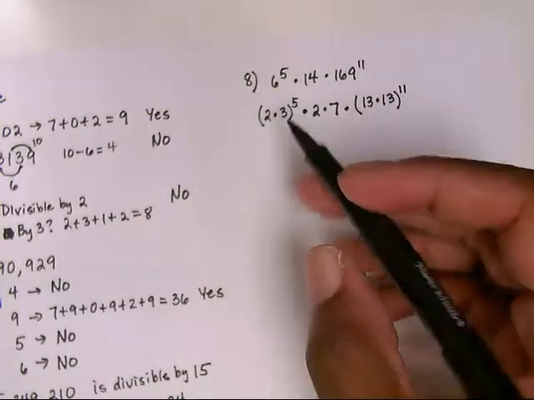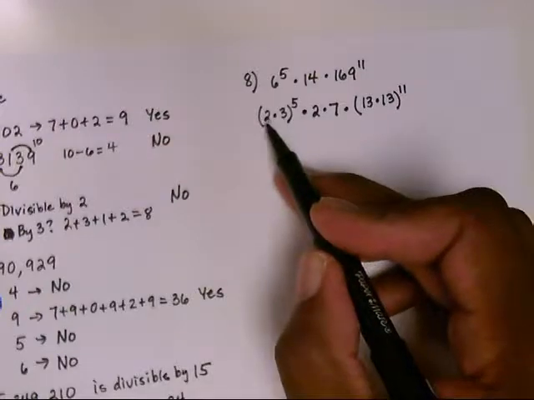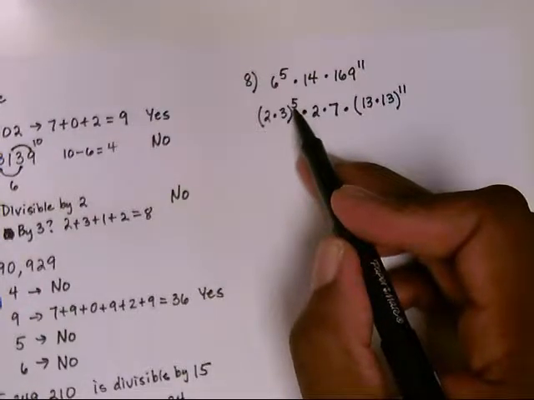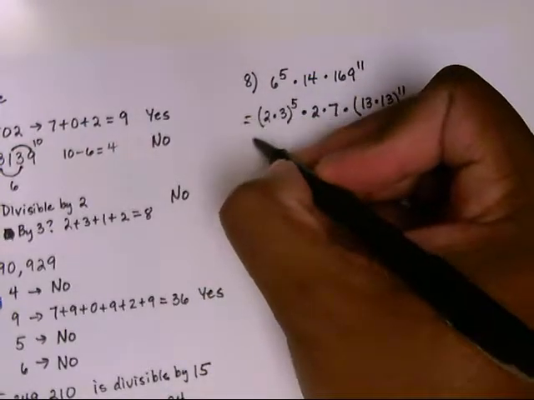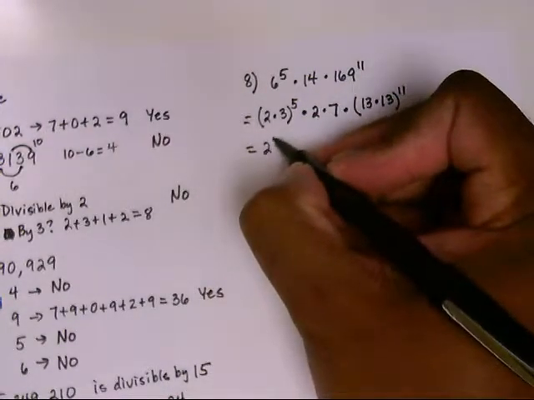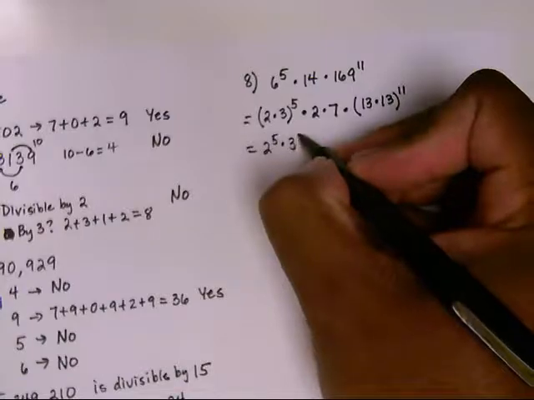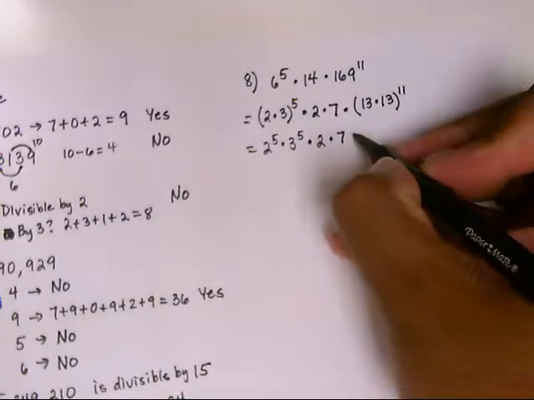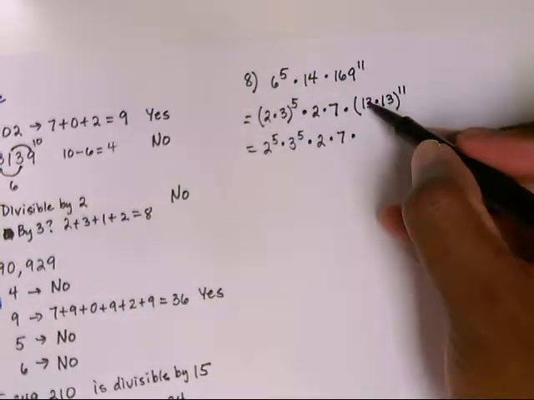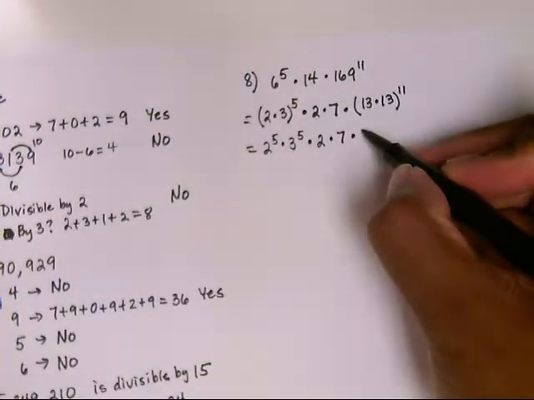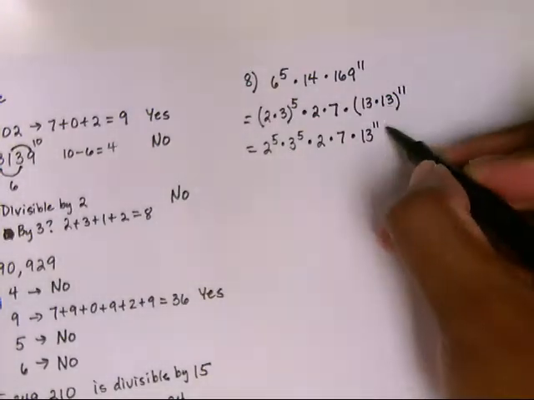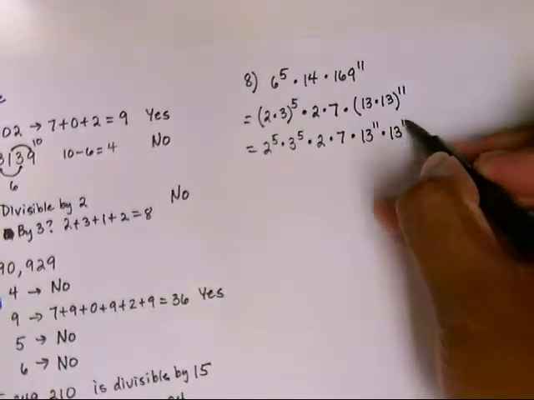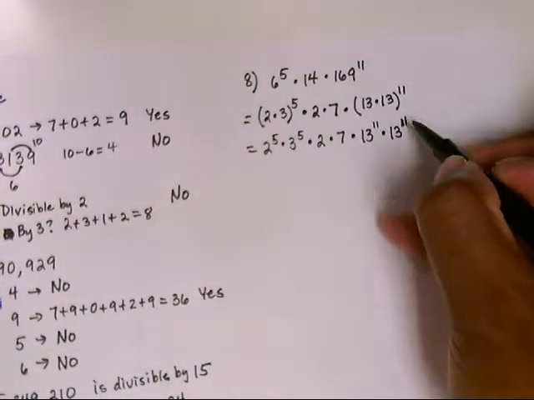Okay? Now, each number in the parentheses is going to be raised to the exponent on the outside. So this 2 will be to the 5th power, and the 3 will be to the 5th power. Then times 2 times 7 times 13 is going to be to the 11th power, and this other 13 will be to the 11th power.